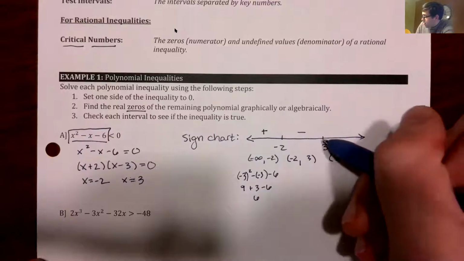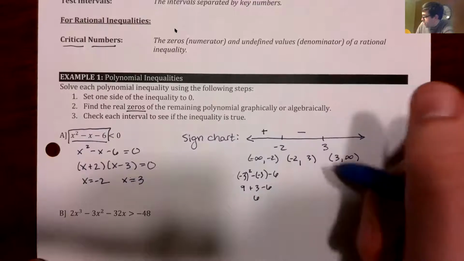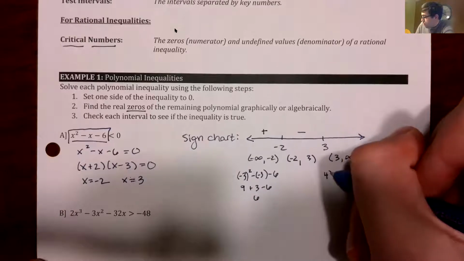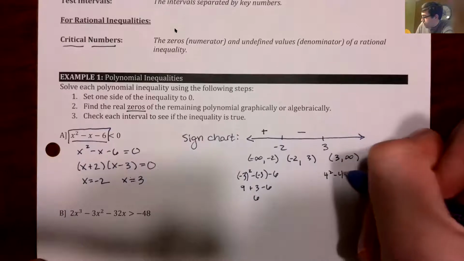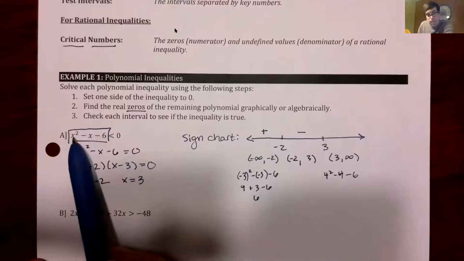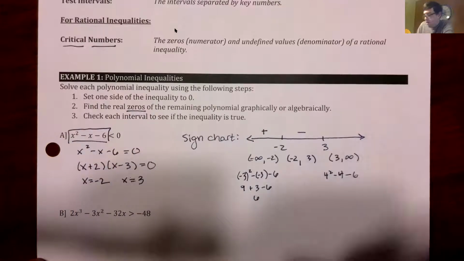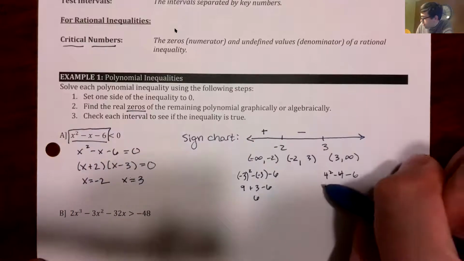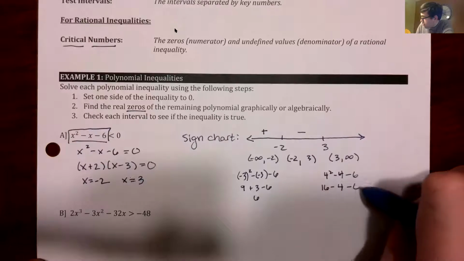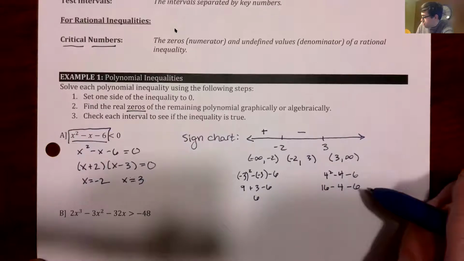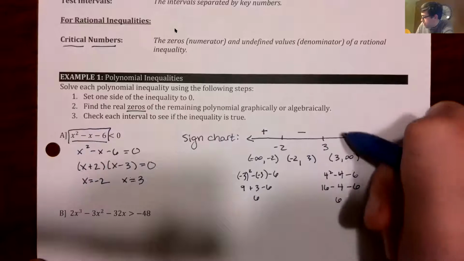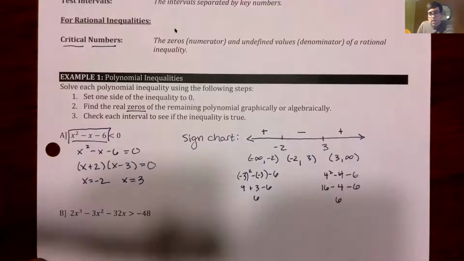And let's try something from 3 to infinity. The easiest number to plug in is going to be 4. Again, I'm plugging that 4 directly into the original expression. And so we get 16 minus 4 minus 6. 16 minus 4 is 12, minus 6 is 6. So that is a positive number. So everything from 3 to infinity is going to be positive.